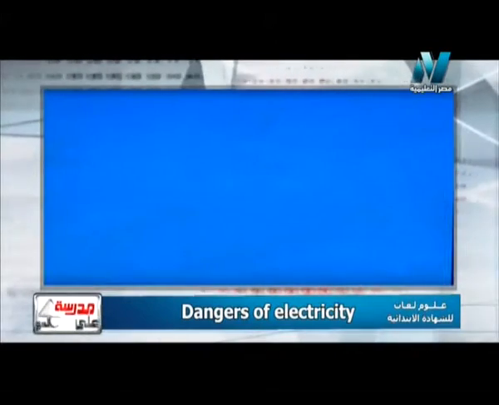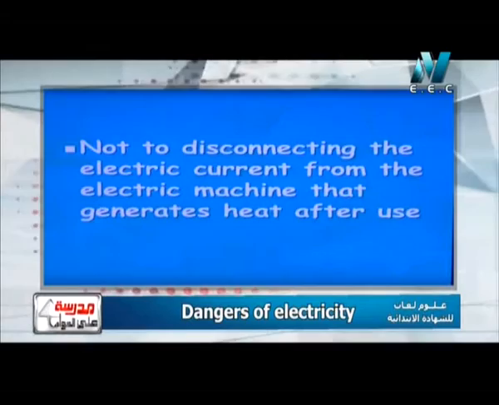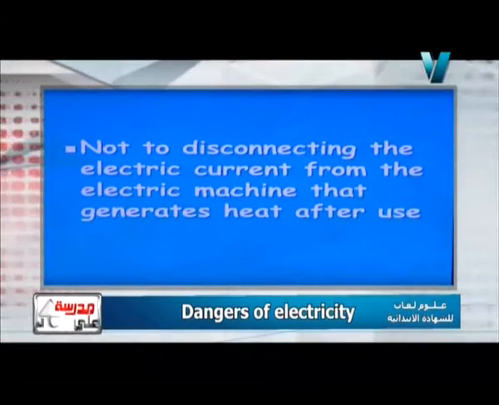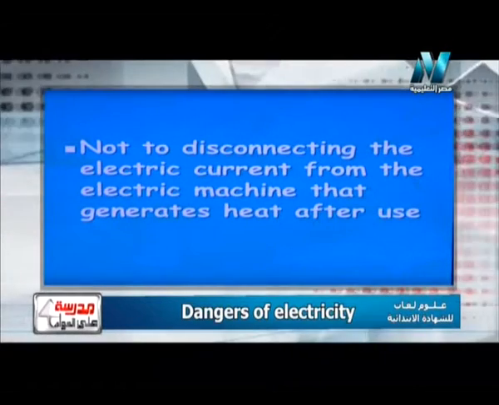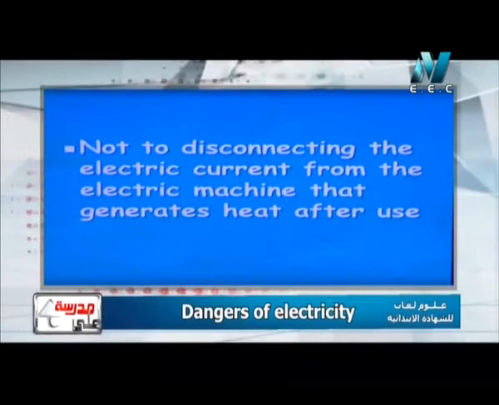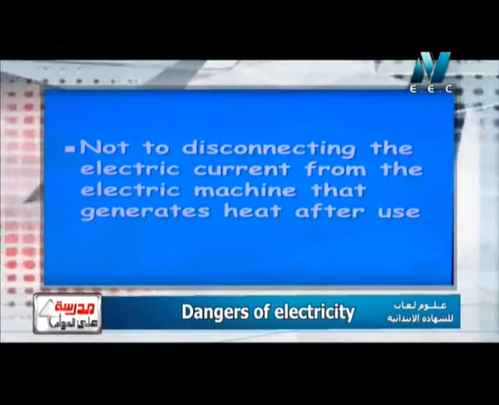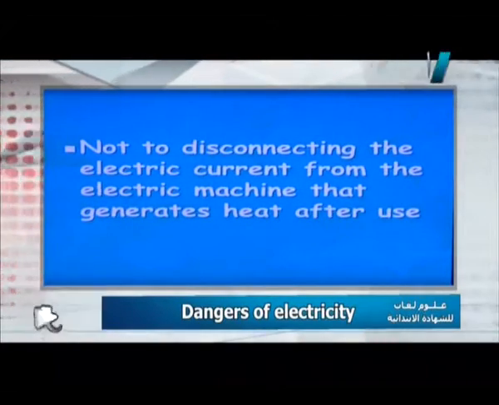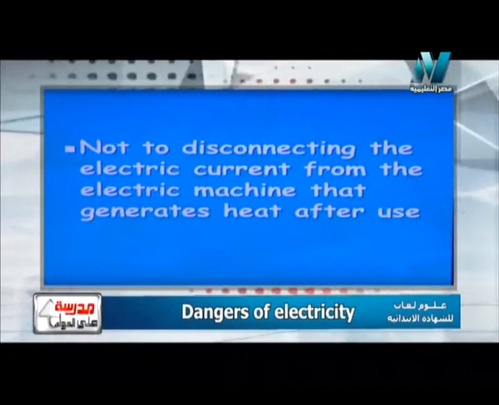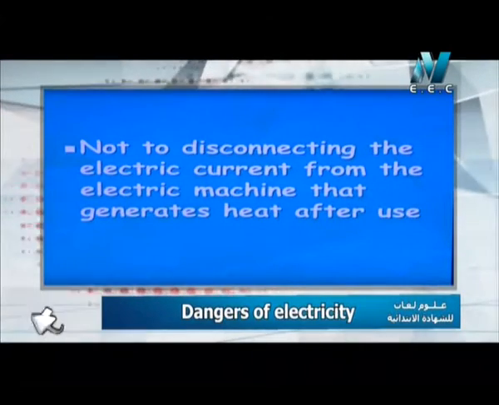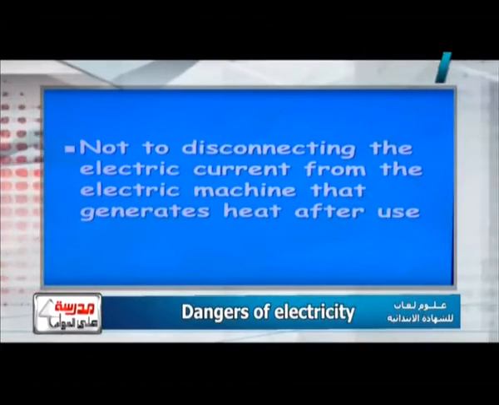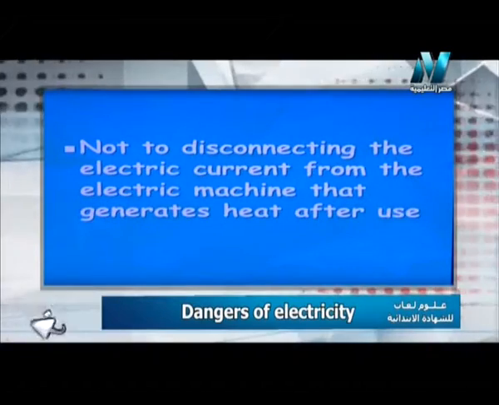Okay, so another reason for electric fire is not disconnecting the electric current from an electric machine that generates heat after use. For example, the electric iron. The iron is a very, very dangerous device in our homes. Please, we must make sure that I have fully disconnected the electric current from the iron after use, so I don't leave and go out, because God forbid, an electric fire may happen.